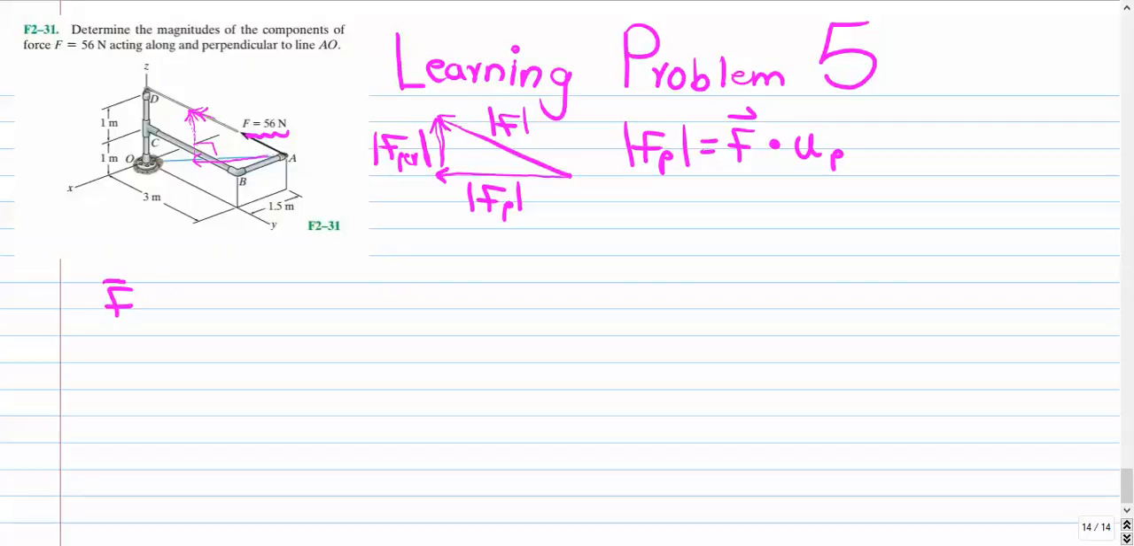In order to find the force vector, we will first need to find the length vector. And that length vector from point A to point D will be equal to 1.5i minus 3j plus 1k. And from this we can find the unit vector along the axis AD by dividing this by its magnitude.